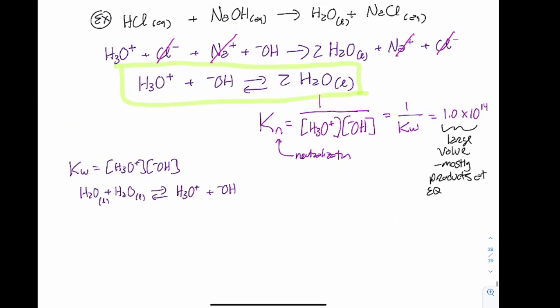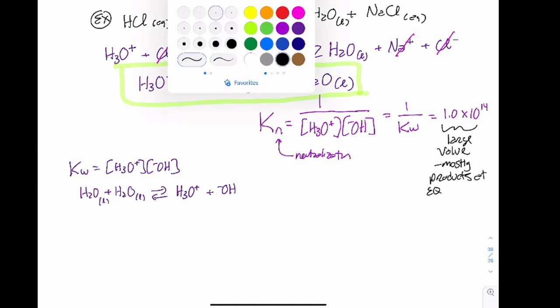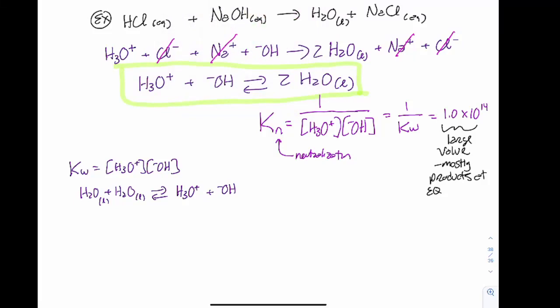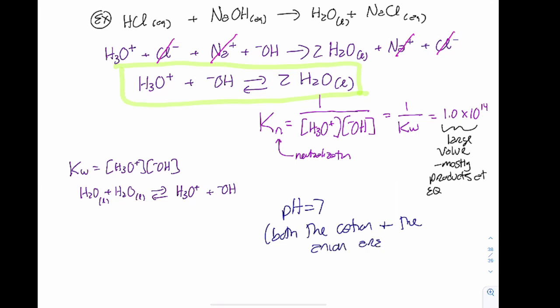If I was to look at the pH of my solution, it is going to be neutral, right? Neither sodium or chloride ions are going to react with water to produce hydroxide or hydronium ions. All I have is water reacting with water, producing hydronium ions and hydroxide ions. So as we said previously, my pH is going to be equal to 7. Right? Both the cation and the anion are inert.